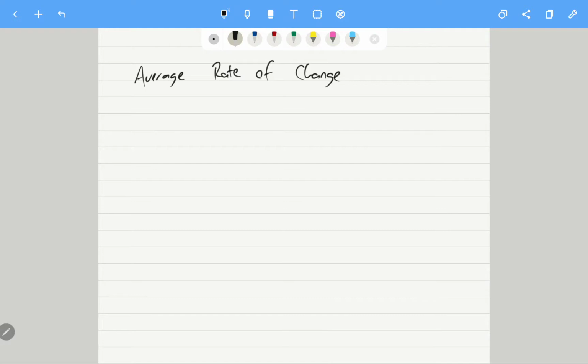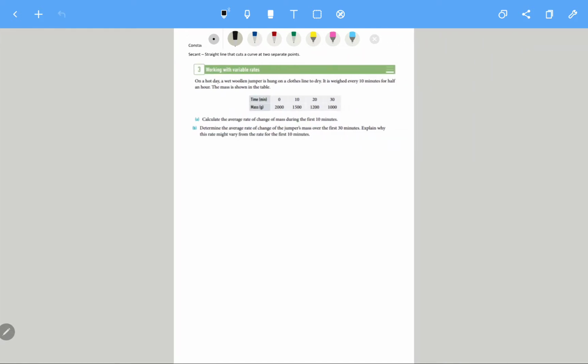However, in other places, you're going to find that rates actually change, so we need to be able to average them. And the way we average them is we use the gradient formula. We find the change in one variable, and we divide it by the change in the other variable. We can also write this as the triangle symbol del y over del x, just meaning the change in y over the change in x. So let's have a look at an example.